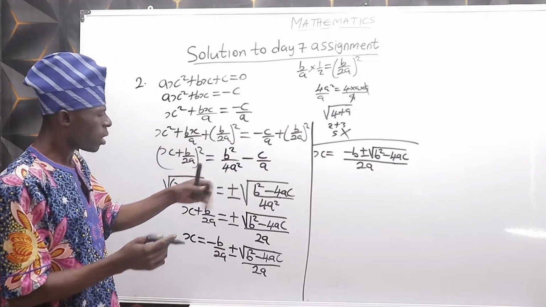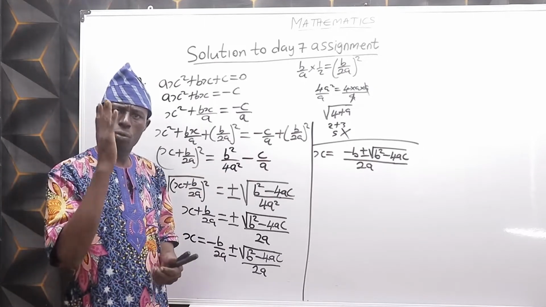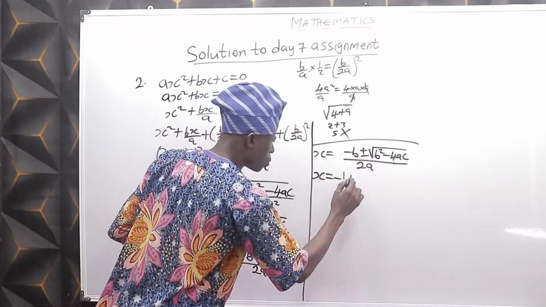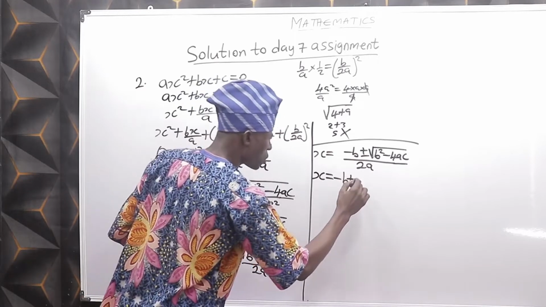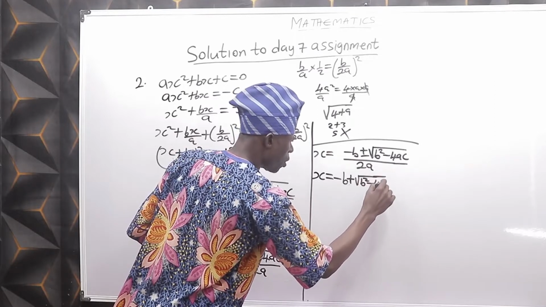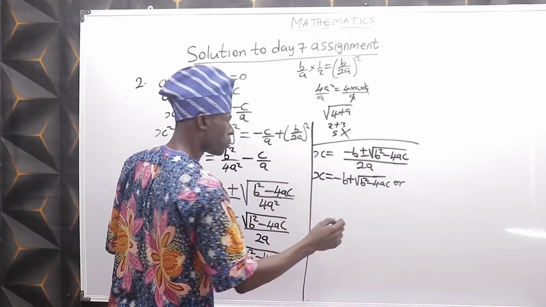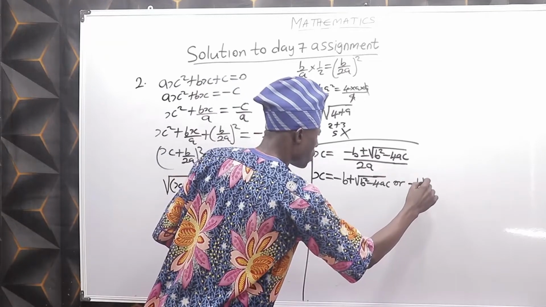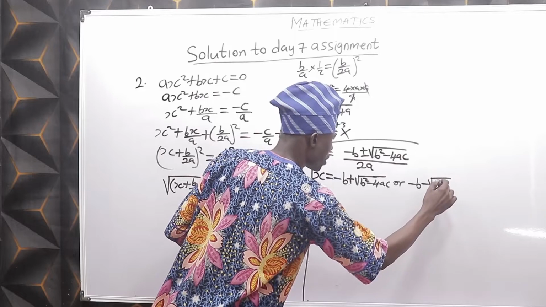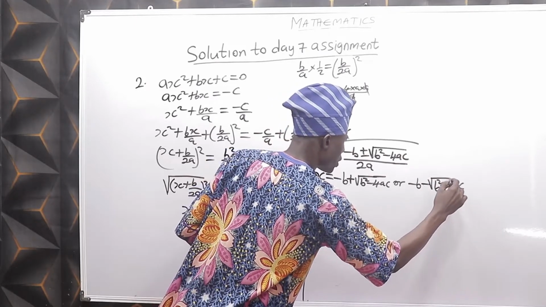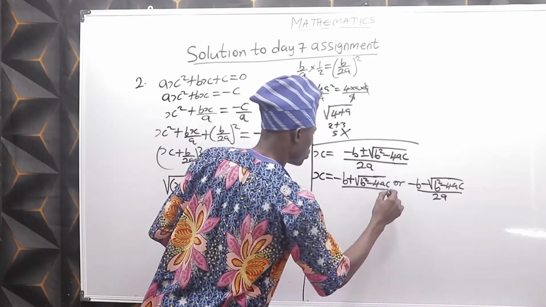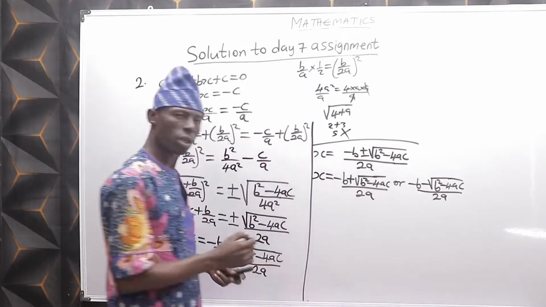And the solution, in quadratic equation, we have two answers, two roots. So you now have x is equal to minus b plus square root of b squared minus 4ac, or minus b minus square root of b squared minus 4ac, all over 2a. Do you understand?